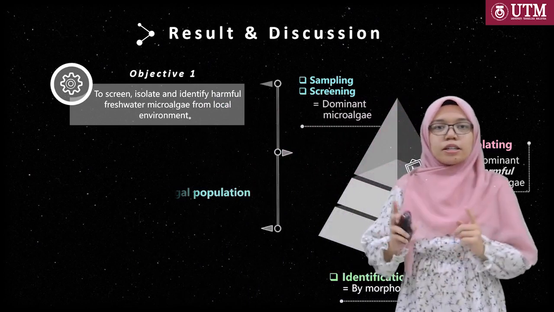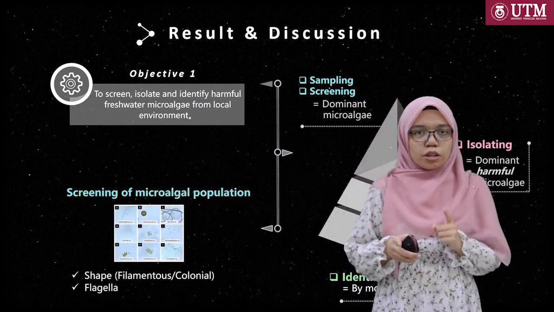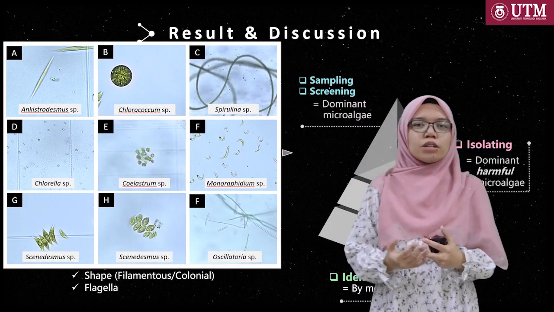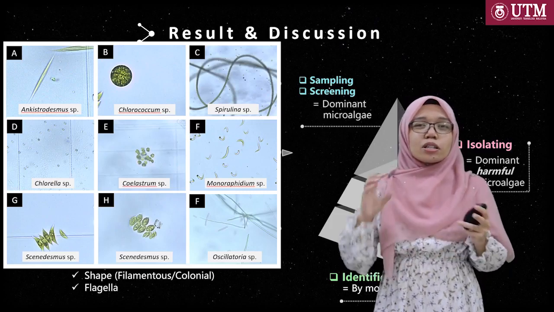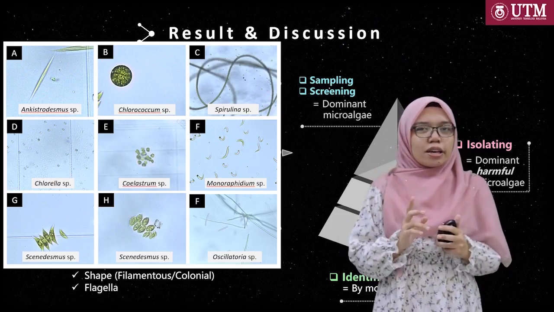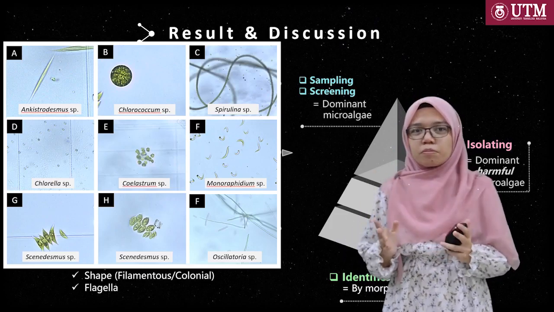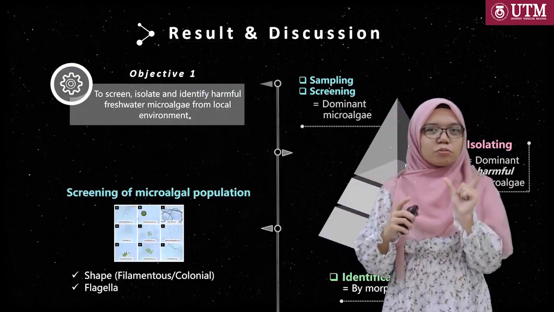The samples taken were then screened roughly under a light microscope. The freshwater microalgae species present will differ in their shapes, as some are unbranched filamentous and some are colonial forms. However, Ankistrodesmus and Monoraphidium have distinct shapes because they look like a needle shape and a crescent moon shape.